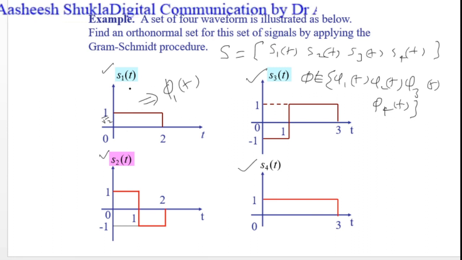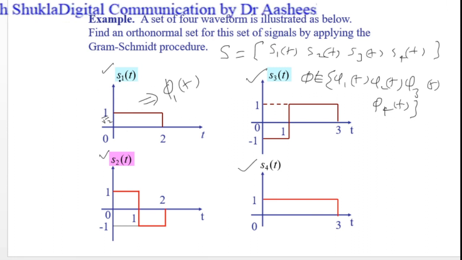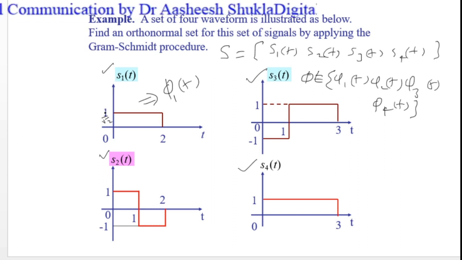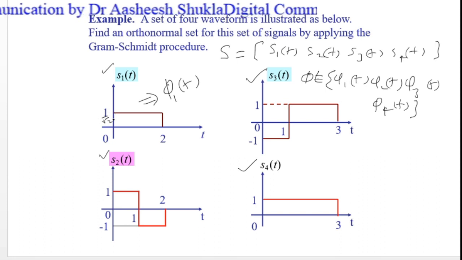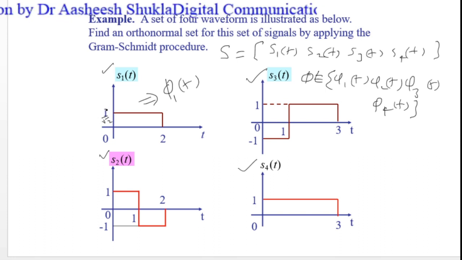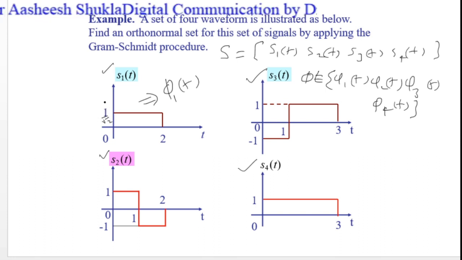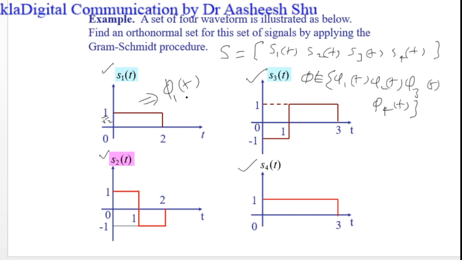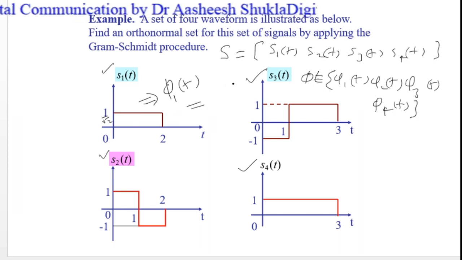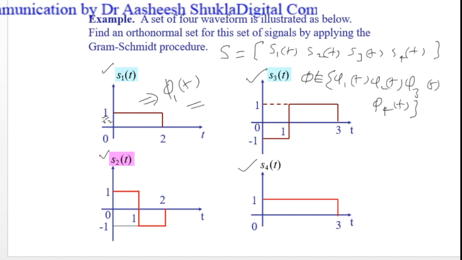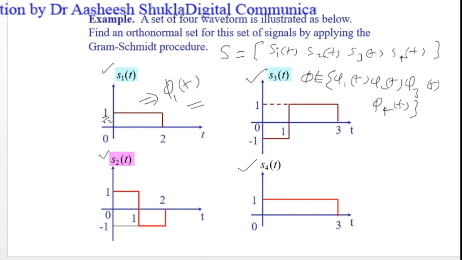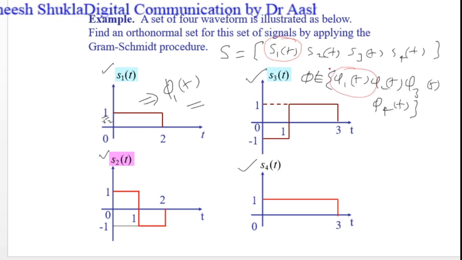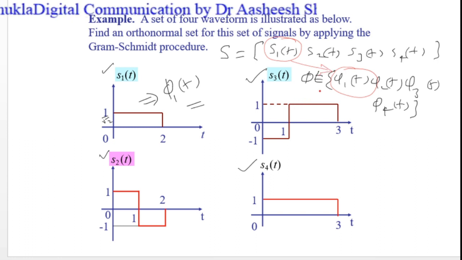It is 1 by root 2 times S1t. So S1t will remain the same, just the amplitude of S1t will change from 1 to 1 by root 2. If we manipulate this 1 by root 2, then the same waveform can be treated as the waveform of phi1t, right? So here we have found the first vector, phi1t, that is due to S1t.